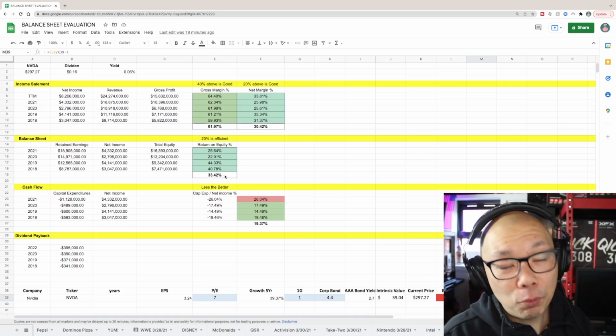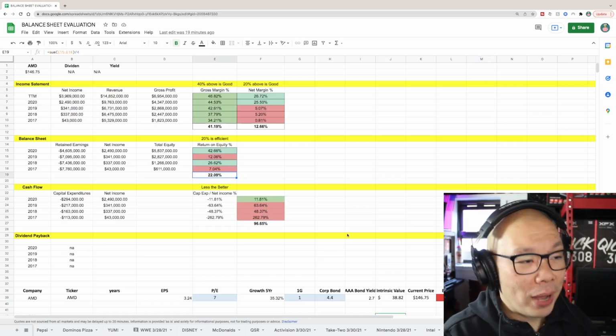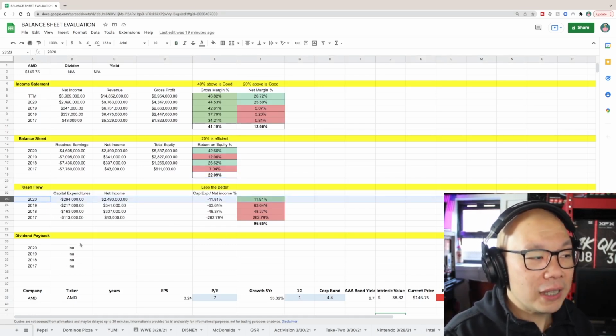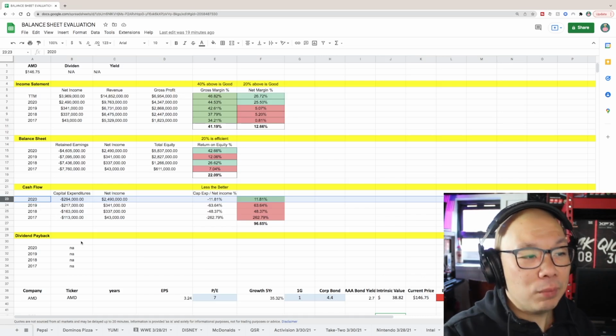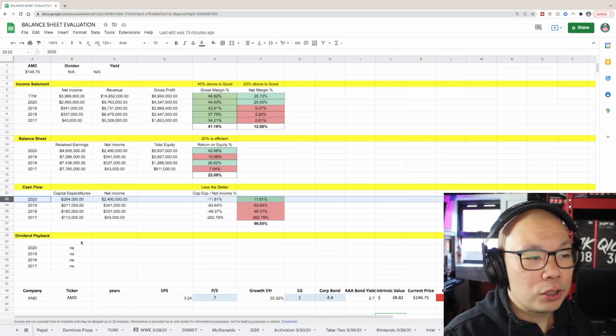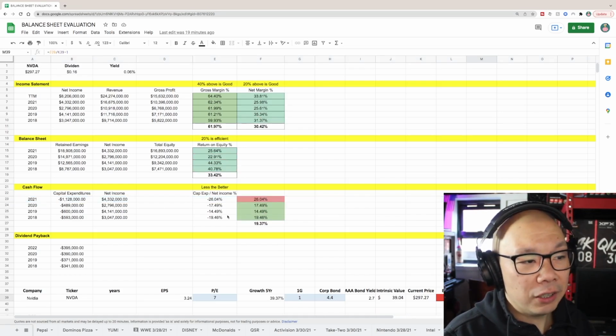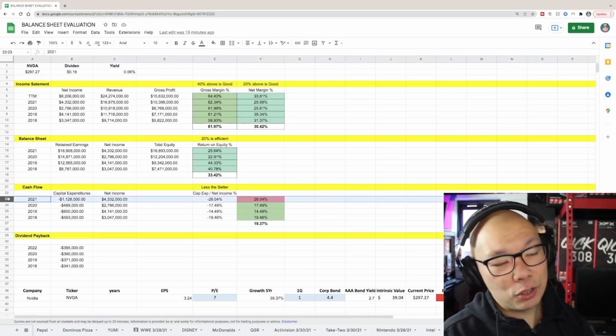They're at 33.42%. You know, I'm going back and forth, but I just want to make certain things clear to you guys. Cash flow. Now look at this. Why is it in 2020, AMD's cash flow was doing better than Nvidia? Remember, Nvidia last year was doing horrible. Well, I mean, this is 2021.